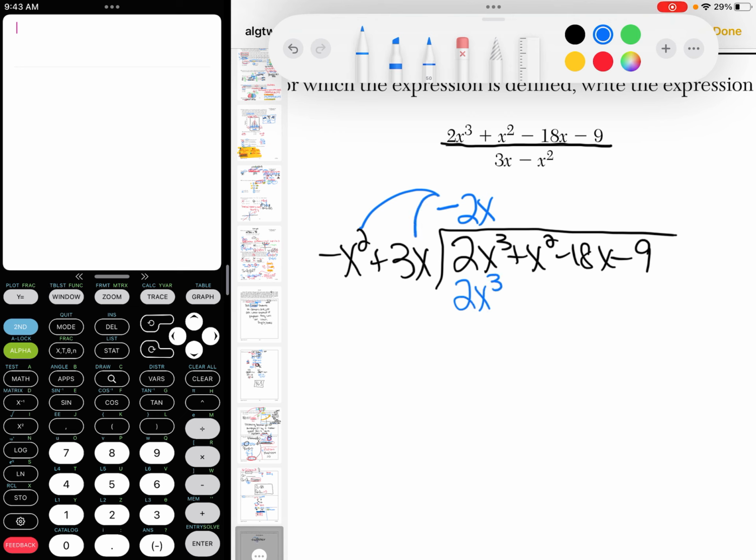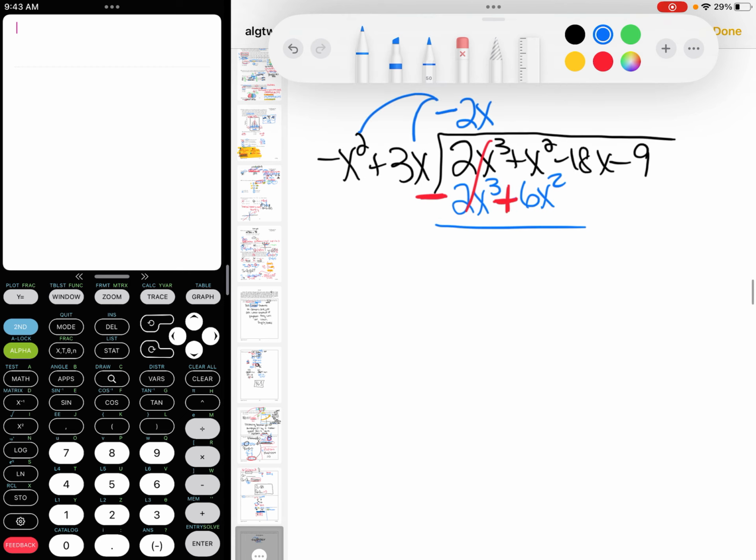So negative 2x times a 3x is going to be a minus 6x squared. But I have to subtract this whole row. So minus, and since this is already a minus, it's going to turn into a plus. Now when I combine like terms, again, this is always the goal for long division, those cancel. When I add these together, I'm going to get 7x squared, and then I'm going to bring down the minus 18x and do the whole thing again.